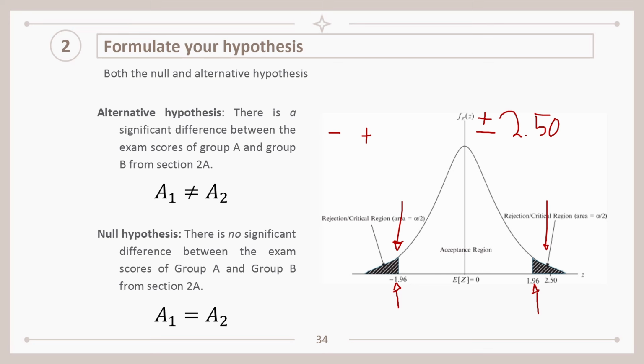Unlike with your one-tailed hypothesis, it matters if your answer is positive or negative, because if it's positive, then this would be to the right. And if it is negative, then it would be to the left.